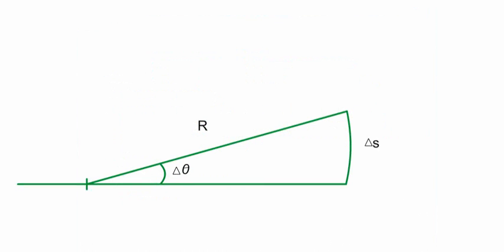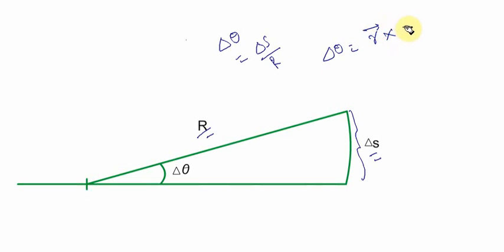So let's explain this. Here we can see that we can write delta theta as delta S by R, where delta S is the length of this arc and R is the radius. Also in vector representation we can write delta theta as R cross delta S by R square.